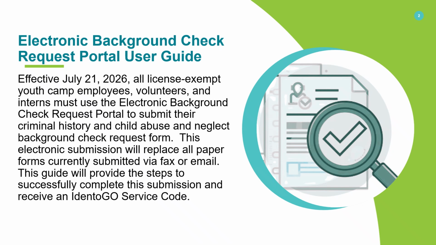Effective July 21st, 2026, all license-exempt youth camp employees, volunteers, and interns must use the electronic background check request portal to submit their criminal history and child abuse and neglect background check request form. This electronic submission will replace all paper forms currently submitted via fax or email. This guide will provide the steps to successfully complete this submission and receive an Ident2Go service code.